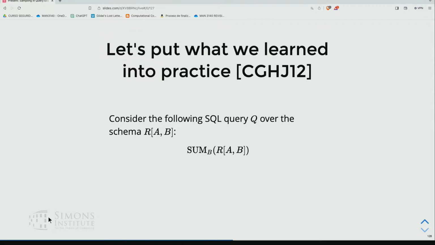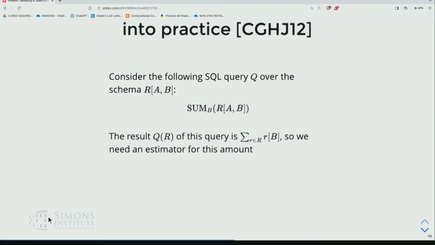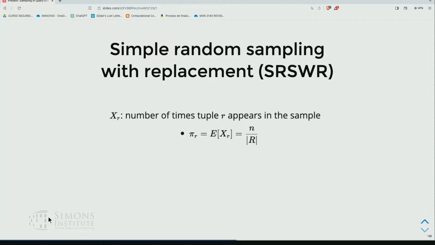So you have here the sum over B of this relation. You want to do this by using sampling. So the result of this query will be to do the sum over all tuples, taking the attribute B, right? This is what you are doing here. And to build this estimator, you can do different things. In simple random sampling with replacement, you are going to just select tuples with some probability. In this case, with uniform probability, you generate at random some tuple r in R. Then you add r to the sample, and then you say X of r is going to be the number of times the tuple r appears in the sample.